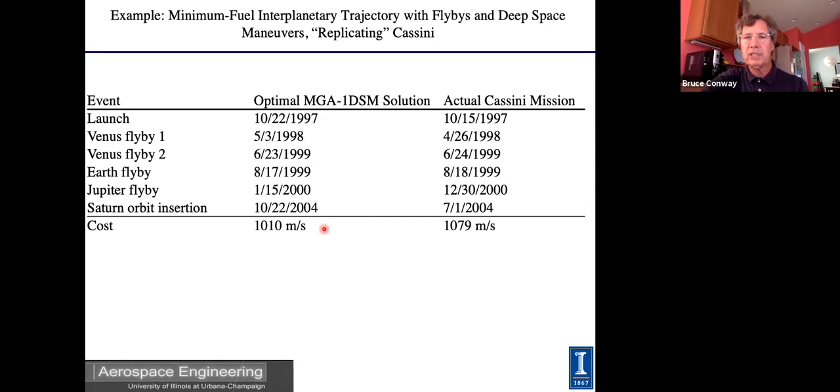Our solution has a slightly better cost because, again, if you add some extraneous requirement like needing to do a close flyby of one of the moons as you're inbound, that's going to make the cost higher than if your only objective is to minimize fuel.